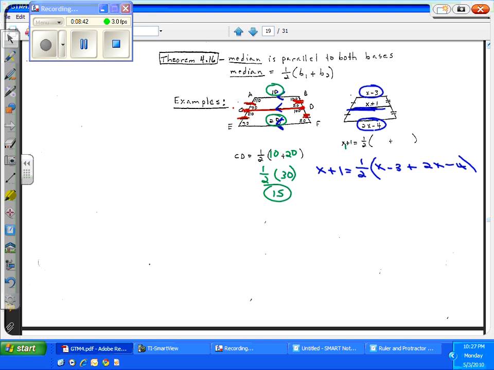To do that, we would follow the order of operations, and we have parenthesis and multiplication.